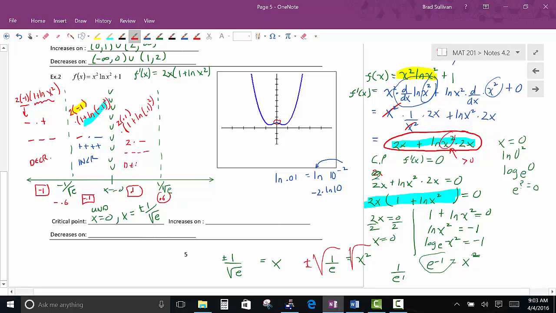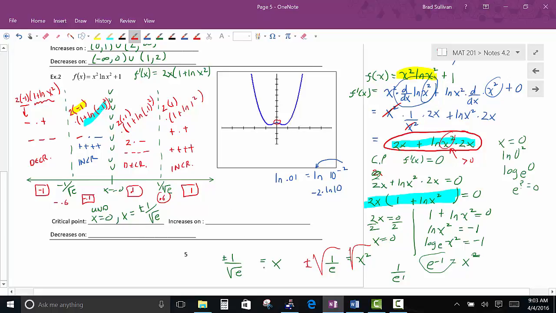So that would mean that you're decreasing, like that. And then when you go out here, if you took a number like 1 as your test point, and you did 2 times 1 times 1 plus ln of 1 squared, you would end up on this one getting a positive times a positive. I'm not going to go through all the stuff on the calculator, because problems like this you can use your calculator to figure that out. So then you've got how your function's going.